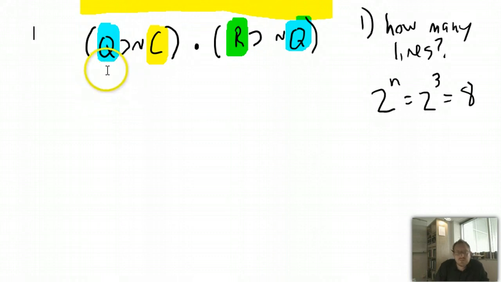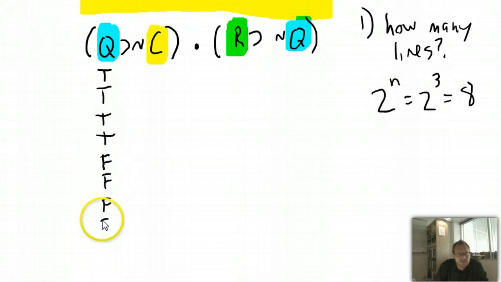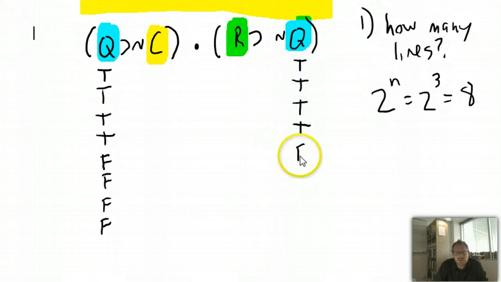Okay, so let's do it real fast. That's going to be T, T, T, T, F, F, F, F. Those are the first 8 values. Now I need to make sure that they're the same under the Q on this side too. So I'm just going to fill those in as well: the first 4 are true, and the second 4 are false.